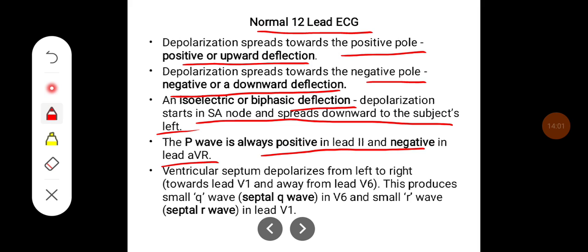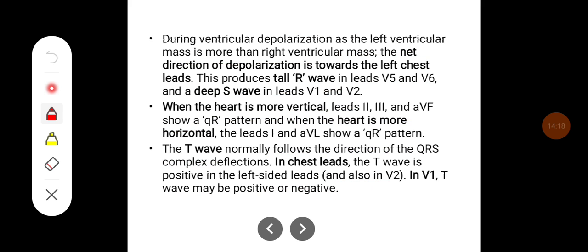The ventricular septum depolarizes from left to right, that is towards V1 and away from V6. So this produces a small Q wave, that is the septal Q wave in V6, and a small R wave, that is the septal R wave in lead V1. During ventricular depolarization, as the left ventricular mass is more than the right ventricular mass, the net direction of depolarization is towards the left chest leads. This produces a tall R wave in leads V5, V6 and a deep S wave in V1 and V2.